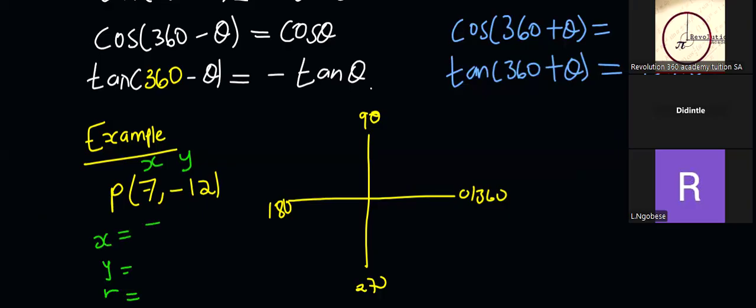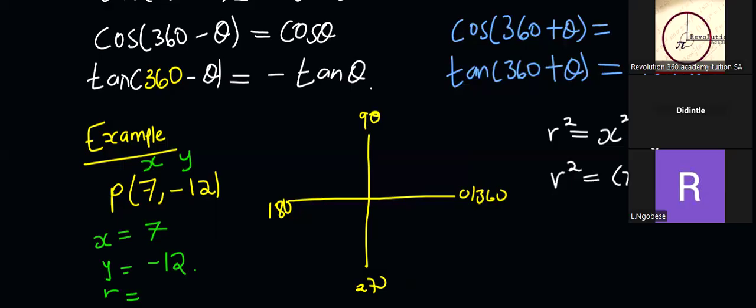You must also find R using the theorem of Pythagoras, which says the hypotenuse squared, R squared, is equal to the sum of the squares of the other two sides: R squared equals X squared plus Y squared. Then the next step is substituting. R squared is equal to 7 squared plus, and the value of Y is negative 12. Make sure that you put brackets so that you don't get wrong answers.